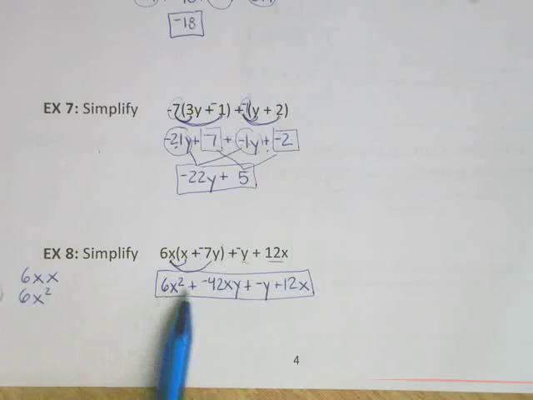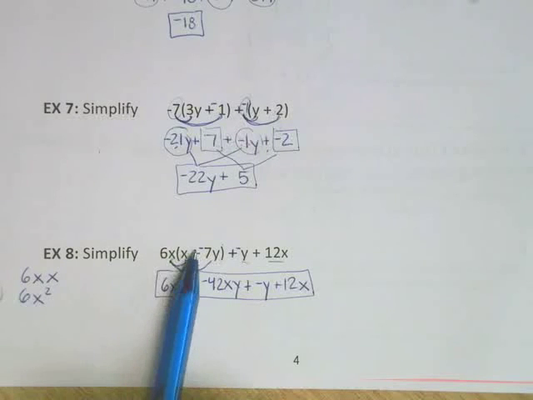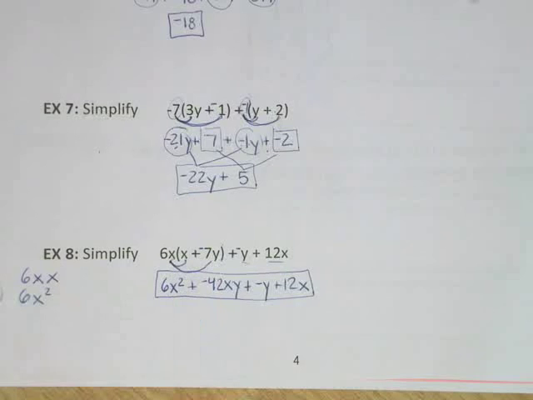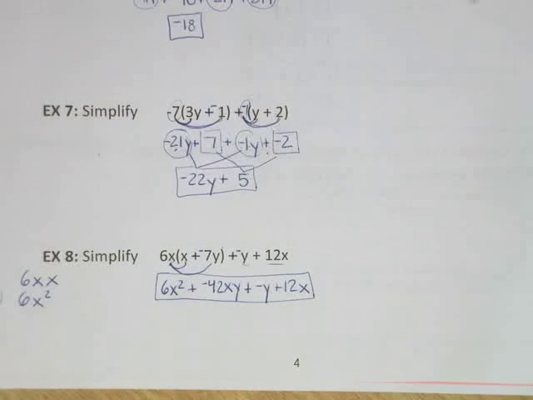So it doesn't look that much shorter this time than the original one, but it is simplified because what did we get rid of? Those parentheses are gone now. All right, so you're going to do some practice on your own to master this distributive property now.